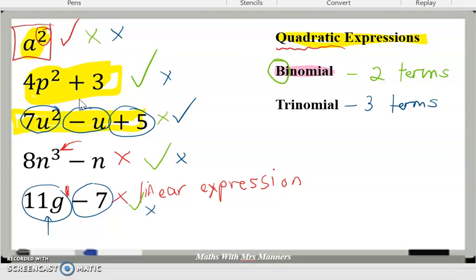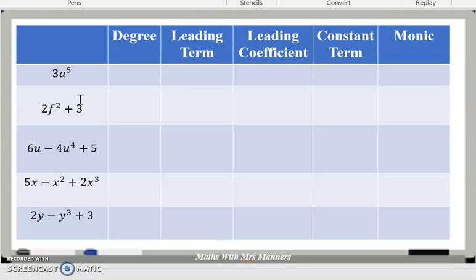So 3 new terms that I need you to know: a quadratic expression, an algebraic expression where the highest power is 2; a binomial, an algebraic expression with 2 terms; and then a trinomial, an algebraic expression with 3 terms. So let's have a look at a few more words that I want you to know. The degree refers to the power. When you hear the word degree, I want you to think of the word power, because that's another way of thinking of degree. It's the highest power in your algebraic expression.